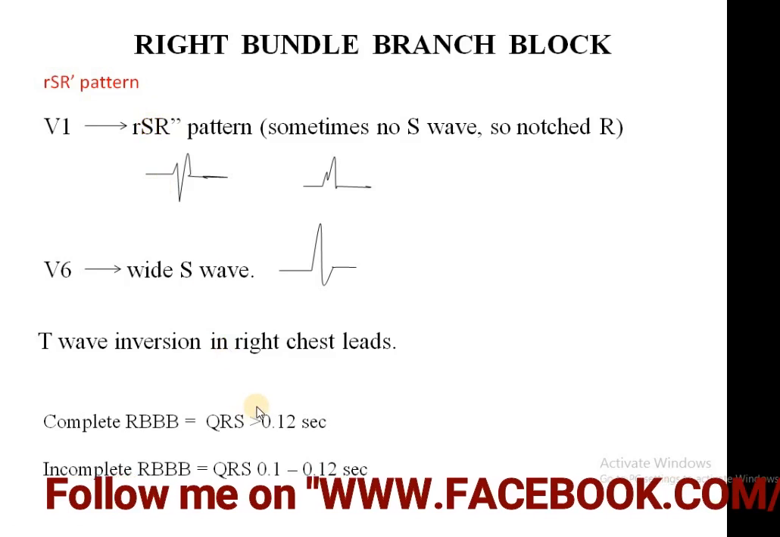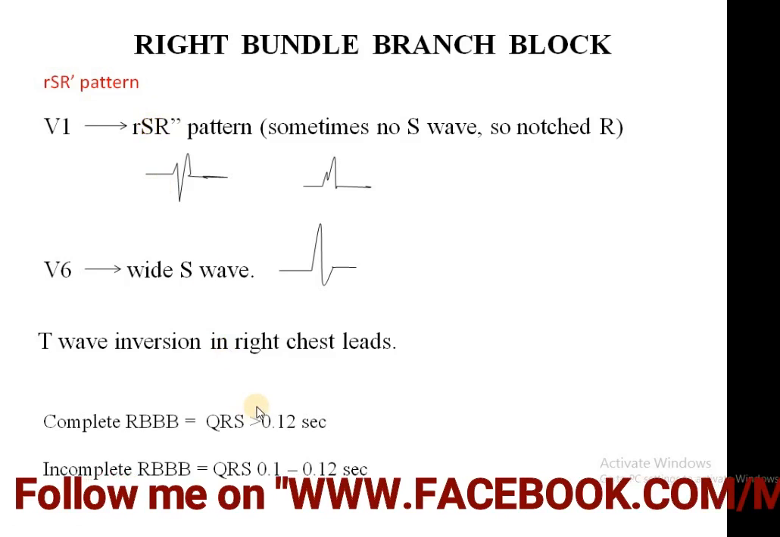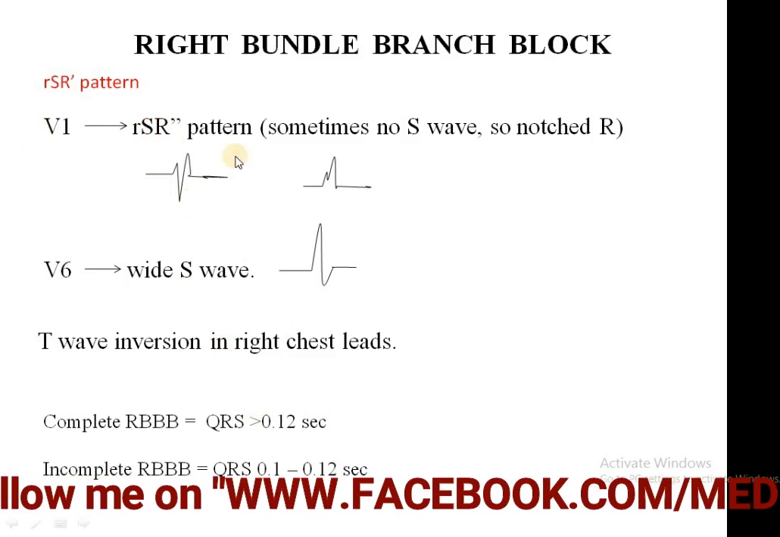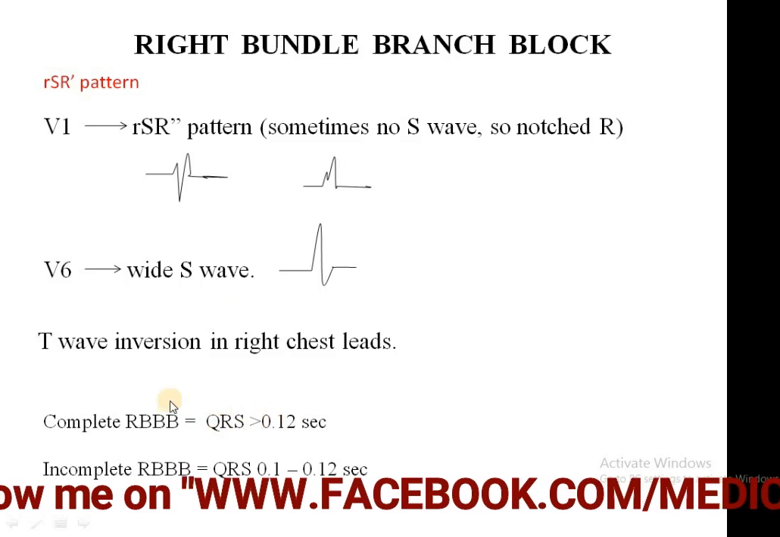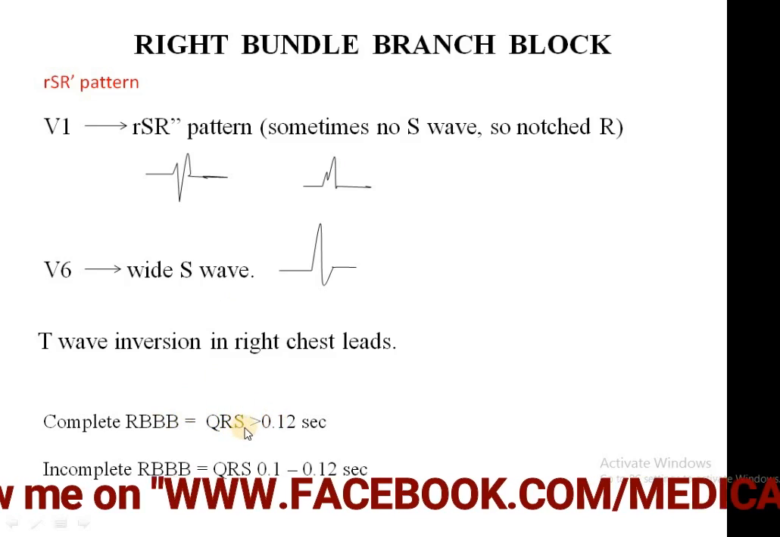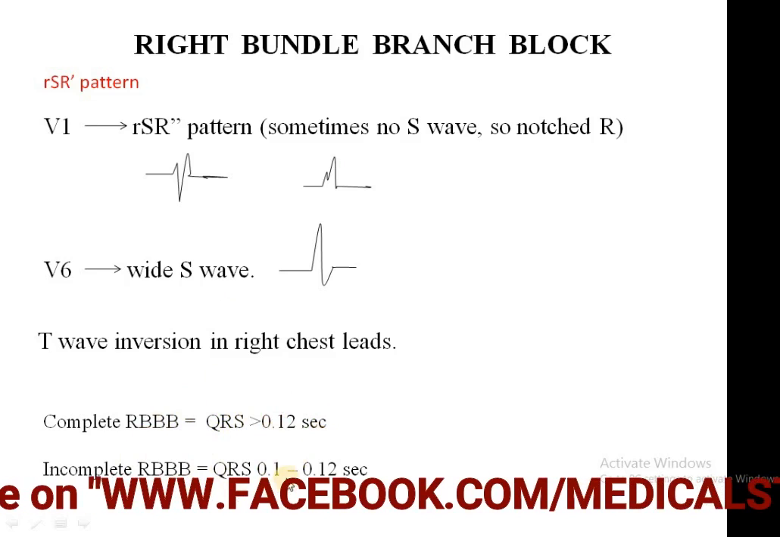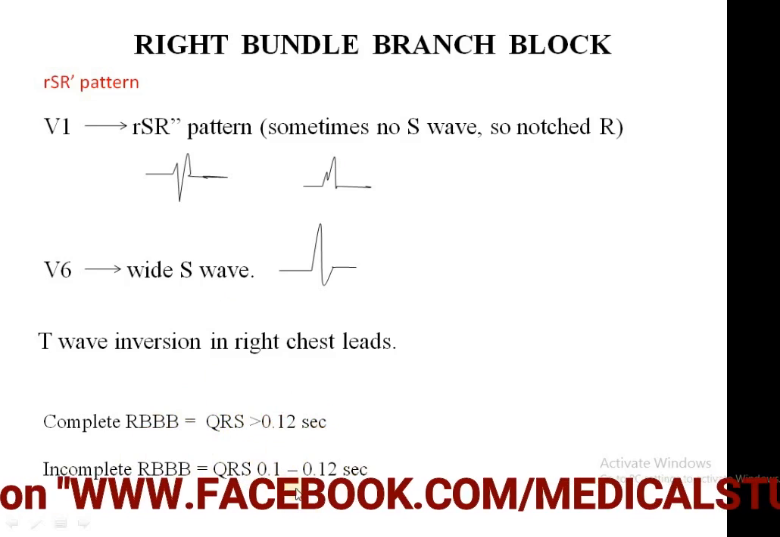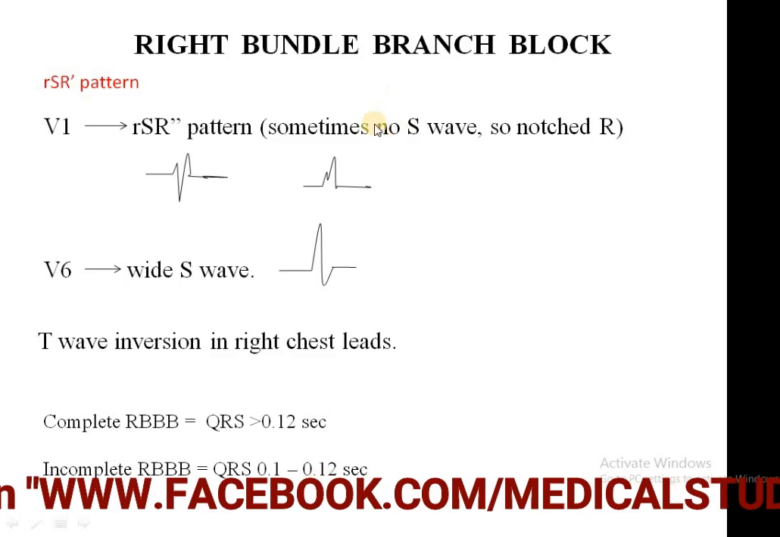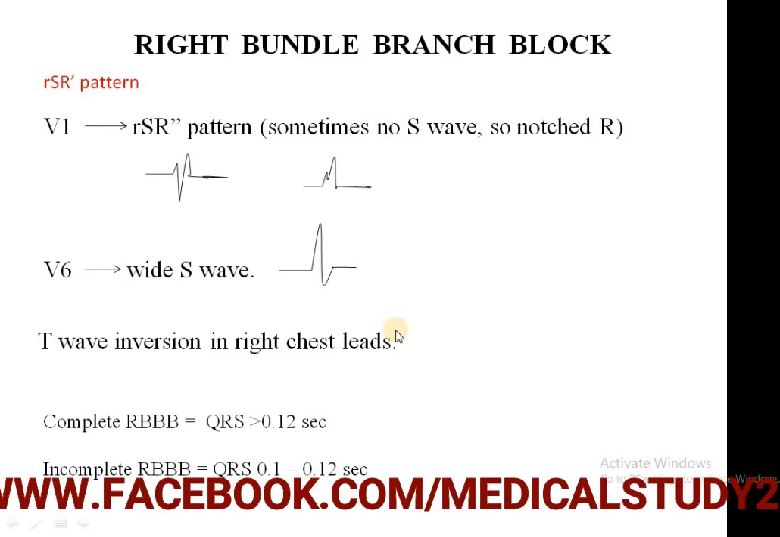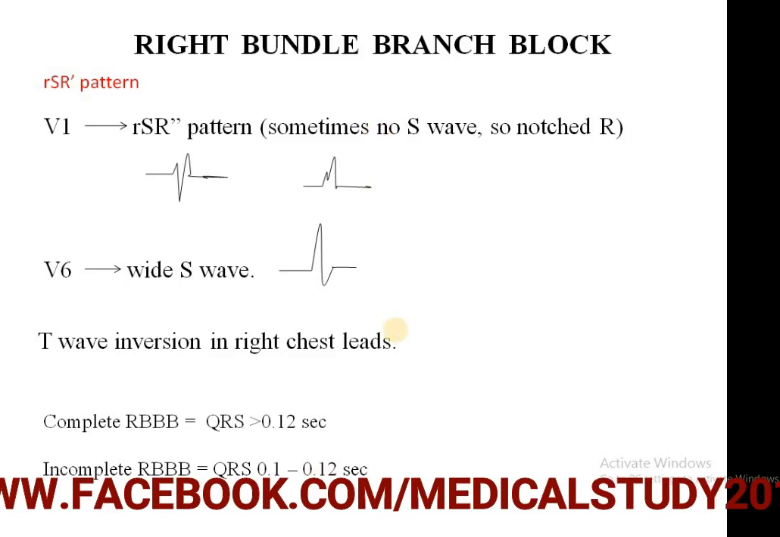It can be divided into complete right bundle branch block and incomplete right bundle branch block. So along with these V1 and V6 patterns, in complete right bundle branch block QRS will be more than 0.12 second, and in incomplete right bundle branch block QRS will be 0.1 to 0.12 second. And with these three associated features, this is the right bundle branch block.